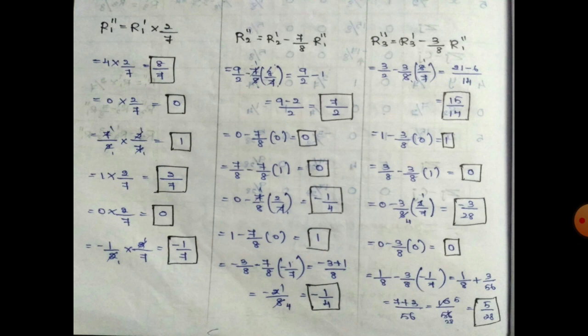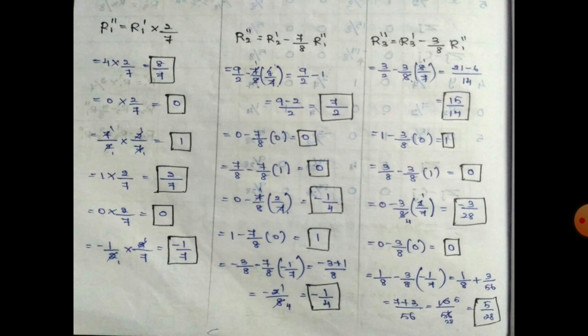So R2 double dash is equal to R2 dash minus 7 by 8 into R1 double dash. So 9 by 2, 0, 7 by 8, 0, 1, minus 3 by 8. Here you have to write minus 7 by 8 times of R1 double dash: minus 7 by 8 times of 8 by 7, minus 7 by 8 times of 0, minus 7 by 8 times of 1, minus 7 by 8 times of 2 by 7, minus 7 by 8 times of 0, minus 7 by 8 times of minus 1 by 7. So 9 by 2 minus 1, because 7 and 8 will be cancelled, minus 1, taking LCM as 2, means 9 minus 2, 7 by 2.